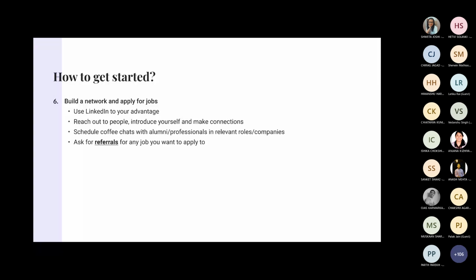And now, once this is done, it's time to build a network. So use LinkedIn to your advantage. Reach out to people at companies in roles that you want to go to, talk to them, ask them how you can get to that role. It's really, really important to build these connections, because even if there is no job posting online, if you talk to people, they might tell you, hey, I do have an opening in my team.